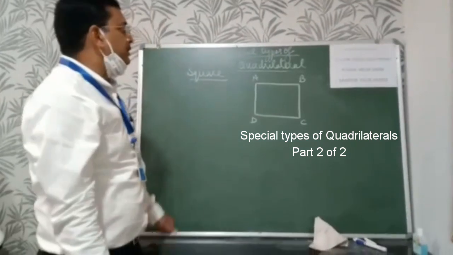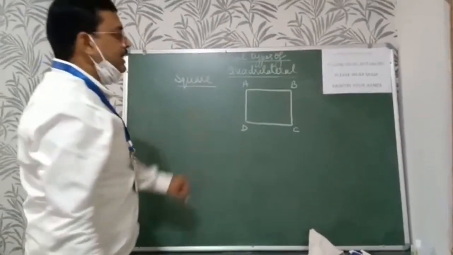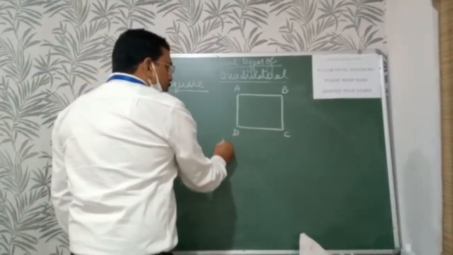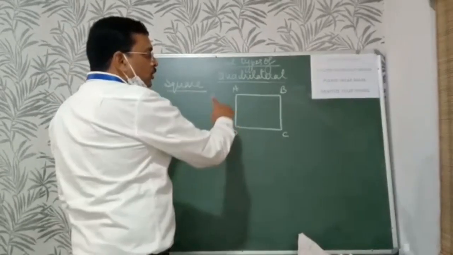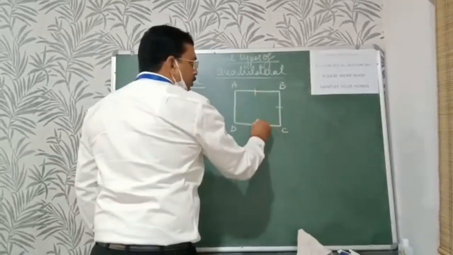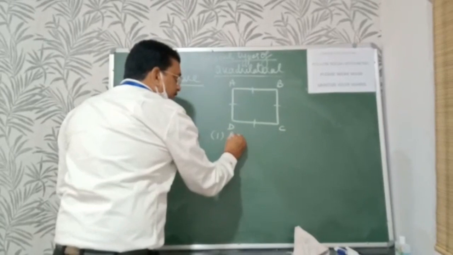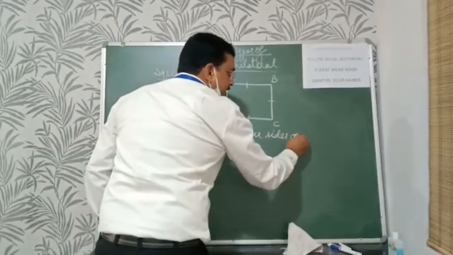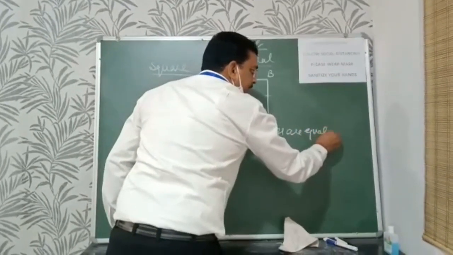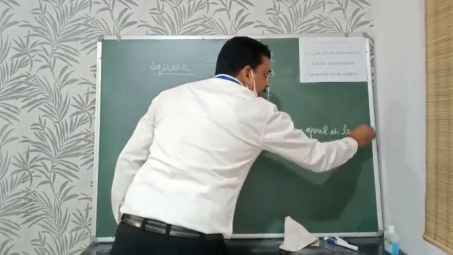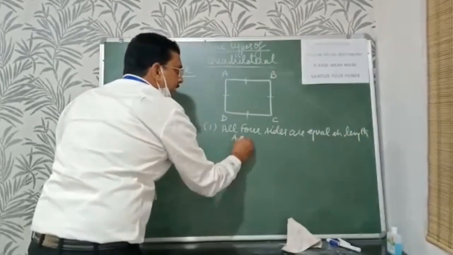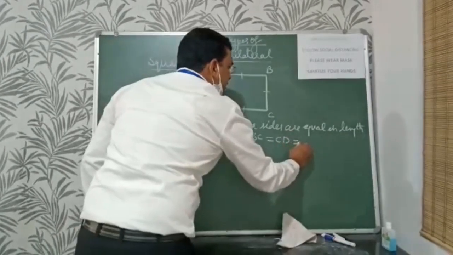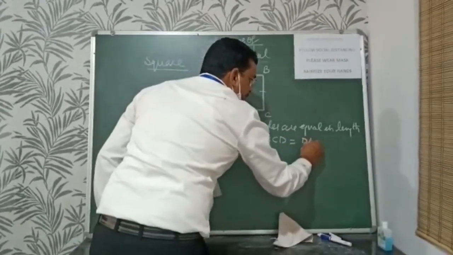Students, we are discussing the properties of a square. Here ABCD is a square, and we know that in a square all four sides are equal in length. It means AB is equal to BC is equal to CD is equal to DA.